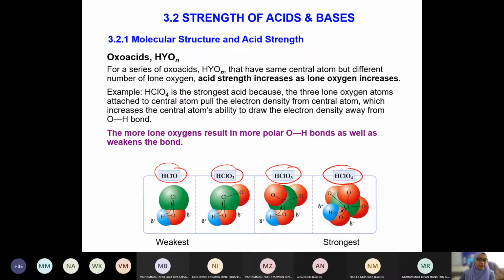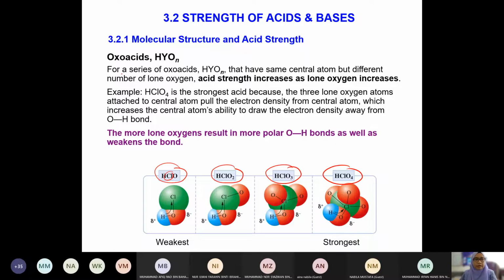Basically, okay, dia punya electronegative atom dia tu sama, Cl, Cl, Cl, Cl. It's just that now number of oxygen atom are different. The number of oxygen atom is now increases. So this also plays a role in determining the strength of an acid. So how do we identify which one is the strongest? Okay, which one is the weakest? Okay, yang ni kita kena consider something else lah.